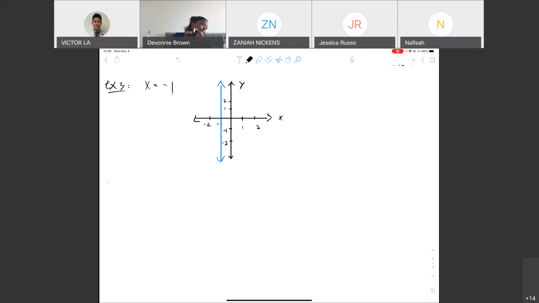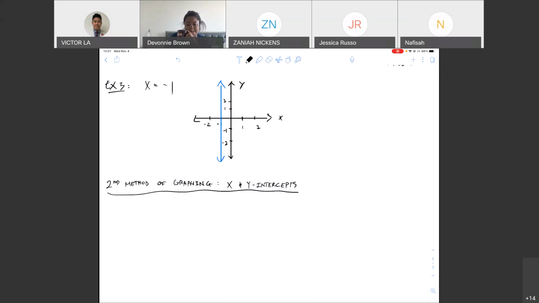So here I'm gonna call it second method of graphing. This is called X and Y intercepts. Okay, so what do we do?